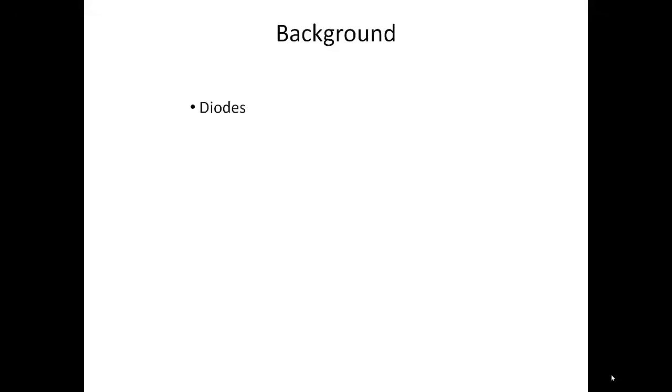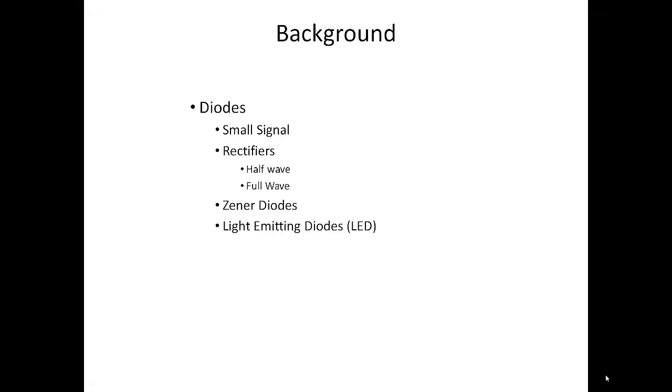We will review the types of diodes that you're going to use in the laboratory. These include the small signal diode, rectifier diodes, and we'll look at both the half-wave rectifier and the full-wave rectifier configuration, Zener diodes, and light-emitting diodes, or LEDs.